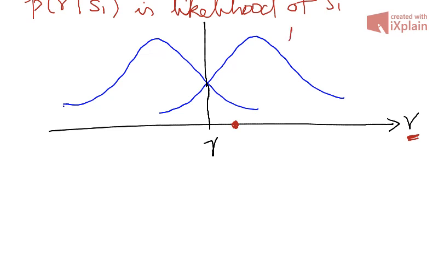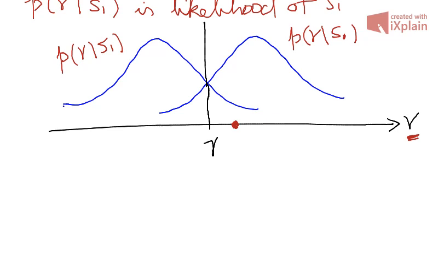Because we have the PDF of R given that S0 is transmitted, and the likelihood function, the PDF of R given that S1 is transmitted. We have these two PDFs available. So the value of R can be any value on this axis. Suppose we received this value. Now the detector has to decide whether it is S0 or S1.